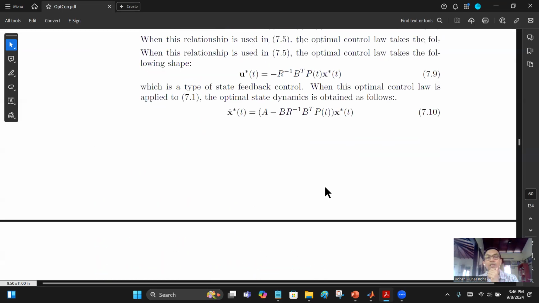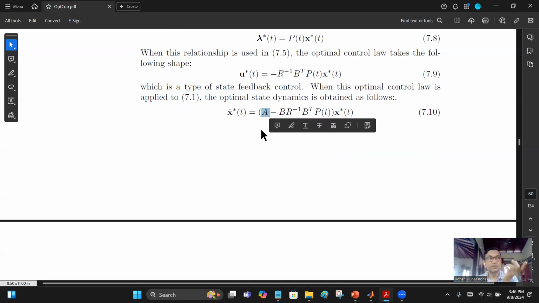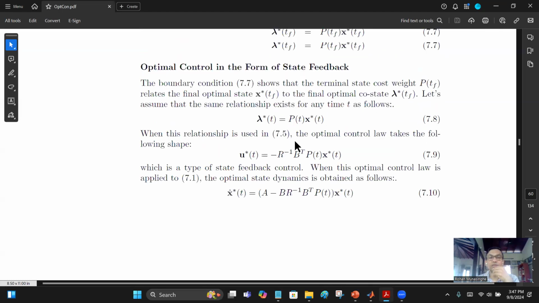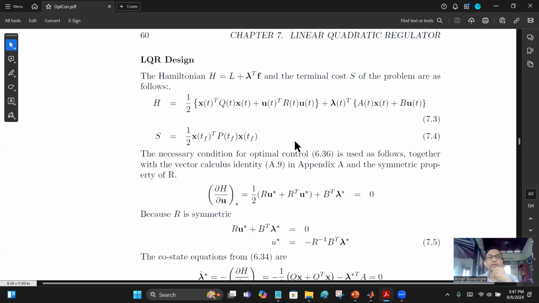So now you can see A is a system matrix, right? It is constant. The moment the system is given, it is fixed. B is also fixed. R is the cost given to the control, the control cost. P is the cost given to the endpoint, the final point cost.